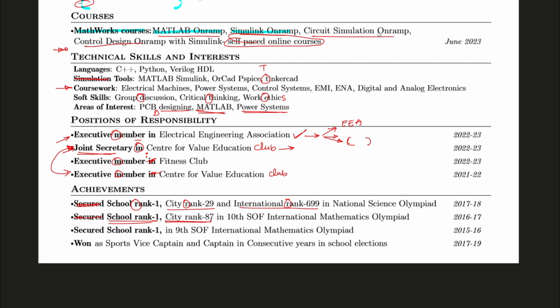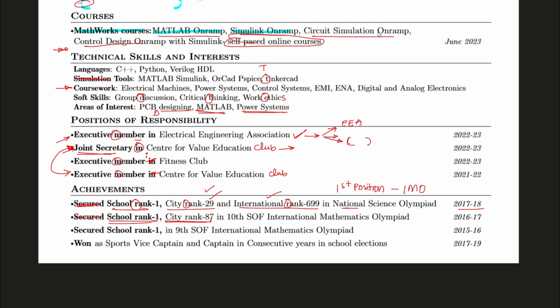If someone asks about your JEE Mains rank, you will directly say 1 rank, but you won't say this city rank is this much and international rank, national rank is this much. You won't tell that, right? So school rank 1 makes sense, and all the rest is redundant, not needed. School rank 1 or first position in National Science Olympiad for this year. And again, first position.